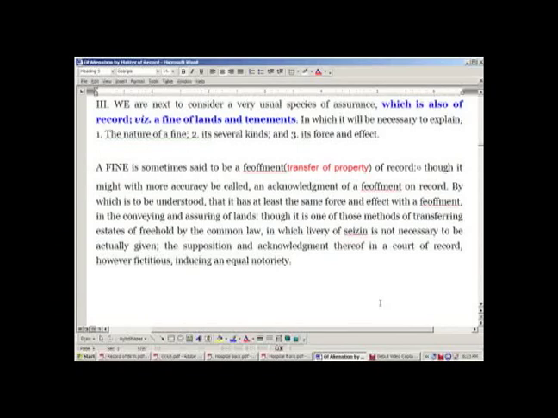A fine is sometimes said to be a transfer of property of record, though it might with more accuracy be called an acknowledgement of transfer of property by record, by which it is to be understood that it has at least the same force and effect with the transfer of property in the conveying and assuring of lands, though it is one of those methods of transferring a state of freehold by common law, in which livery of seisin is not necessary to be actually given. The supposition and acknowledgement, therefore, in a court of record, however fictitious, induces equal notoriety. Okay.